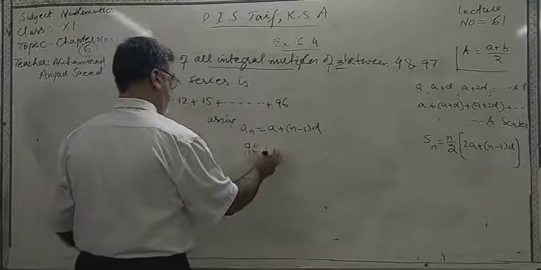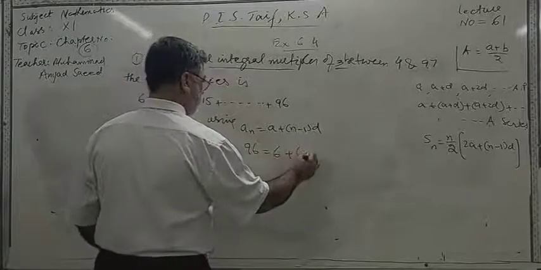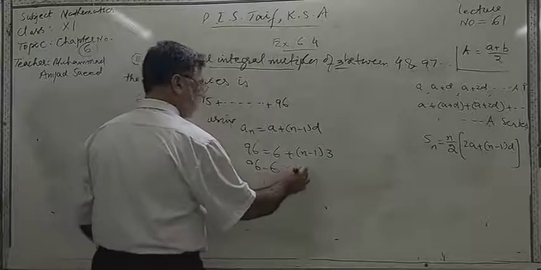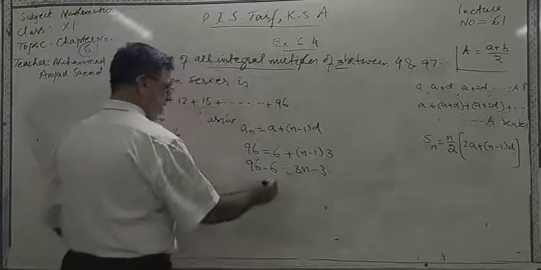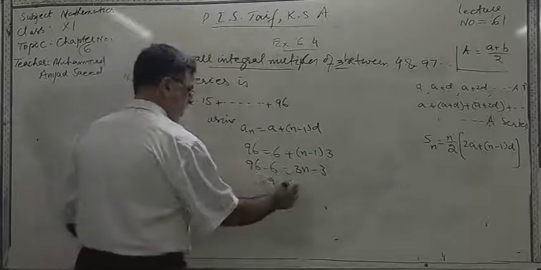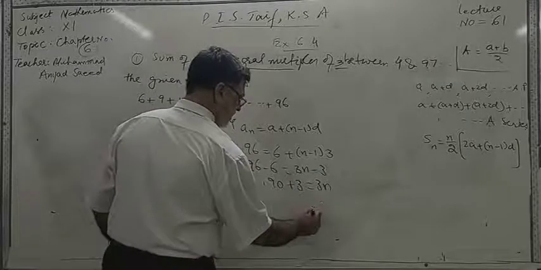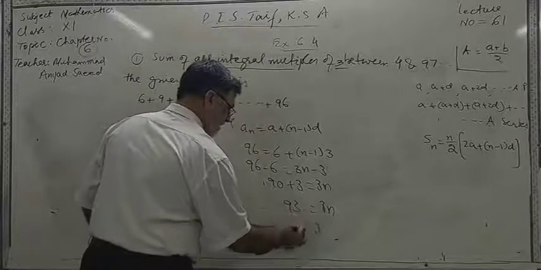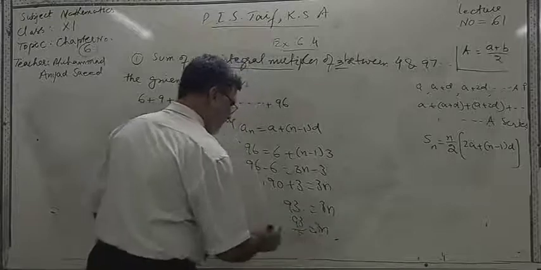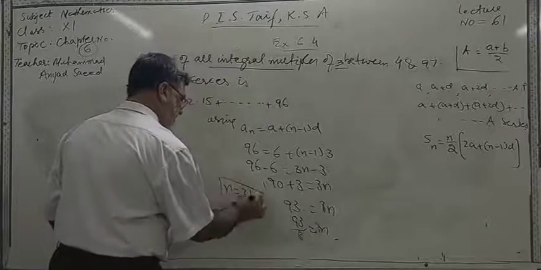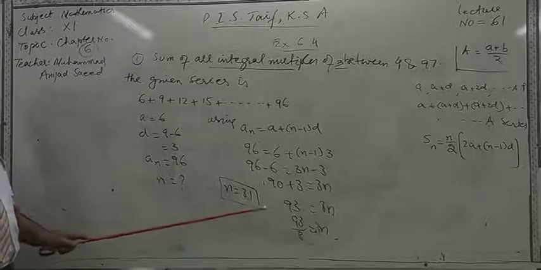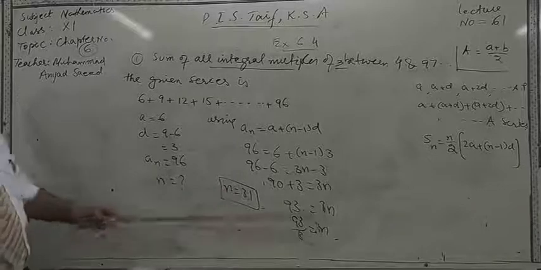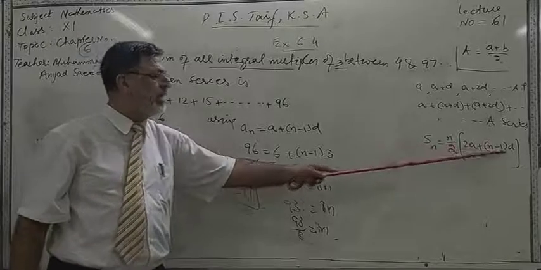An is 96, a is 6, plus (n minus 1) into d, which is 3. 96 minus 6 is equal to 3n minus 3. Here 90 plus 3 is equal to 3n. 3n is equal to 93, and 93 over 3 is equal to n. Dear students, you have n is equal to 31. We have found the value of n. We know the values of a and d also.